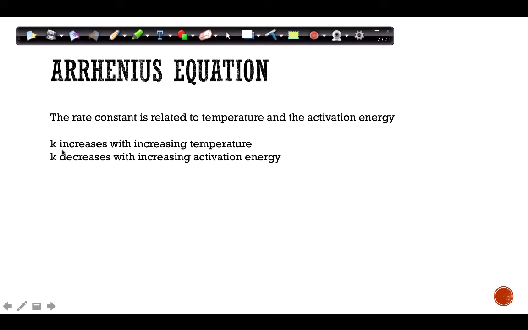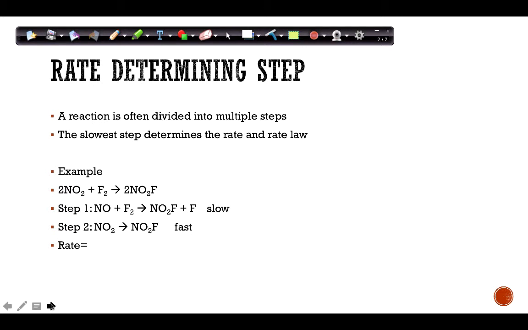Well, k will change with temperature, but little k will always increase if you increase the temperature. Little k will decrease with increasing activation energy. So if you increase the activation energy, little k should decrease.